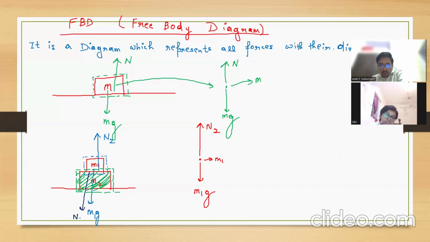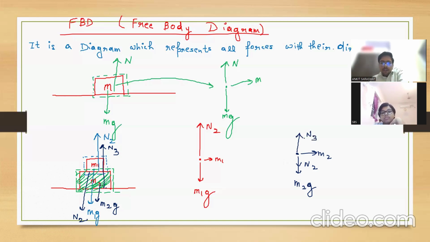N2. And the ground is going to apply a normal force like this, since it is placed on the ground. And one gravity. Then how will you show it? Like this. This is M2. M2g downwards, N2 downwards, and N3 upwards. Very good. Clear?